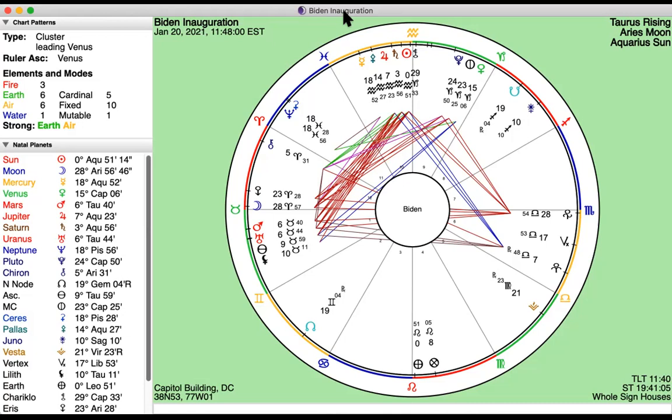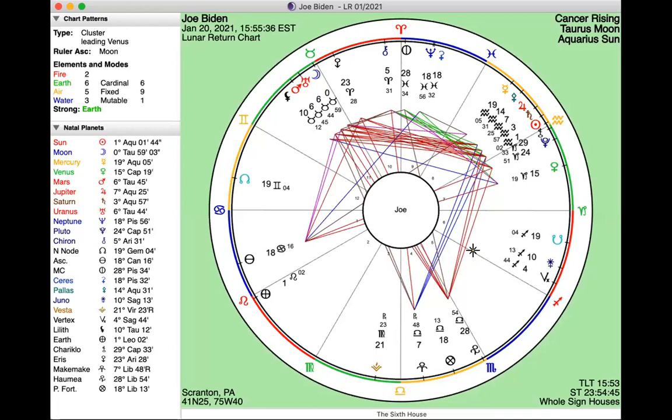So let me now change the chart. Here is the Lunar Return Chart then, to show this period of one month from January 20th until the next month in February, and how Joe Biden is dealing with this energy during this month. First impression is that all the traditional planets and cosmic bodies are above the horizon, right? Showing his public life.